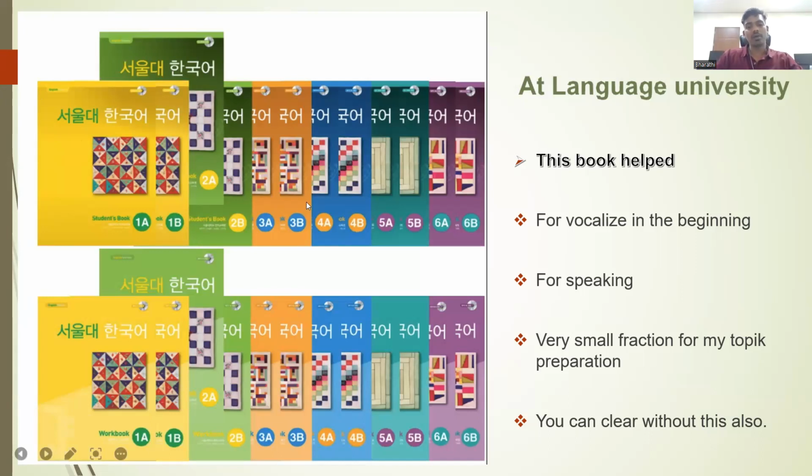There I studied until level 4, only level 4, because it was only 1 year. In 1 year, they have 4 semesters. Each semester I cleared one by one. So I couldn't study the level 5 and level 6 books. But even though I studied till level 4, this book helped me in the beginning, for vocabulary, to learn some new words, and for speaking.